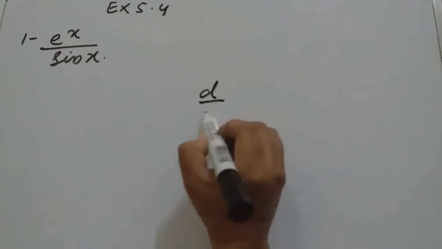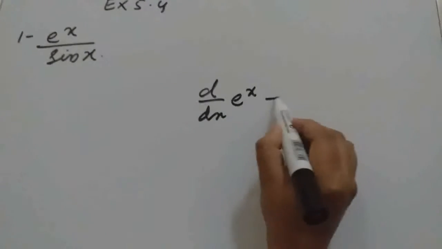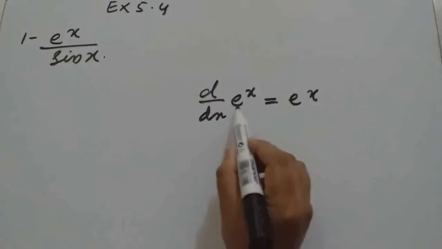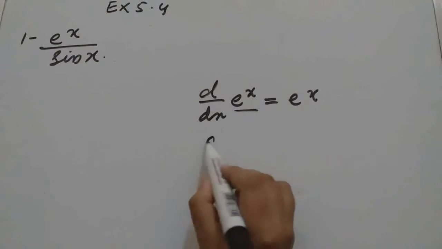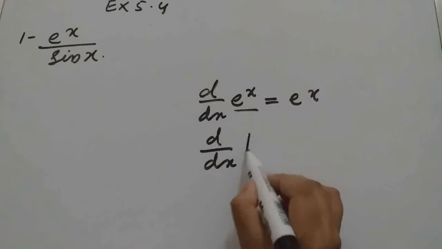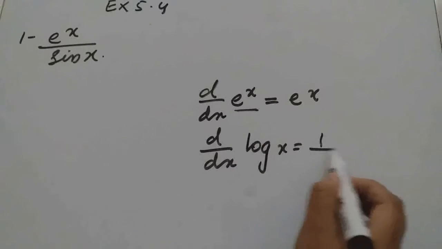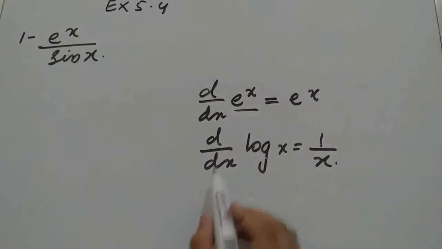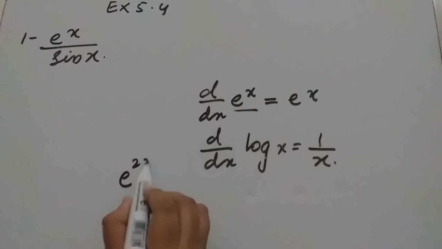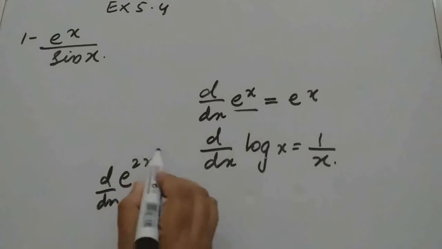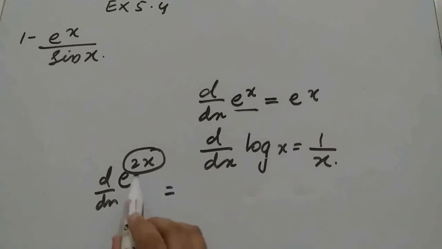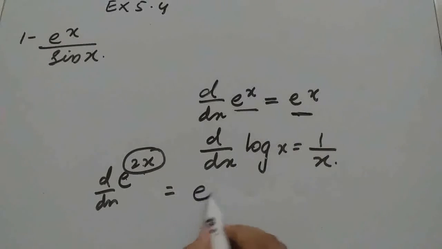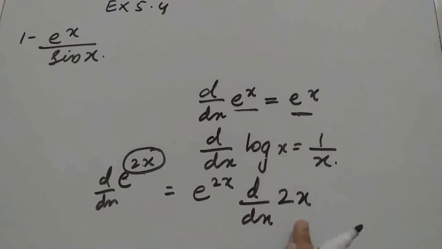We know the derivative of e raised to x is e raised to x, the same. This is the only function which has the same derivative. And d by dx of log x is 1 by x. Now suppose these all are standard functions. Suppose e power 2x. This is a composite function, e power f of x. That time you should consider this formula only, e power 2x, and then multiply with the derivative of the composite function.